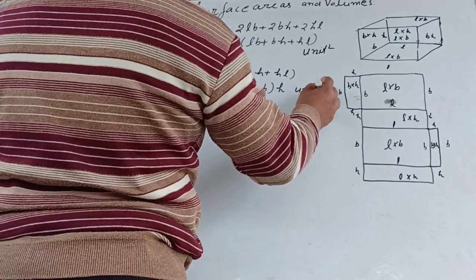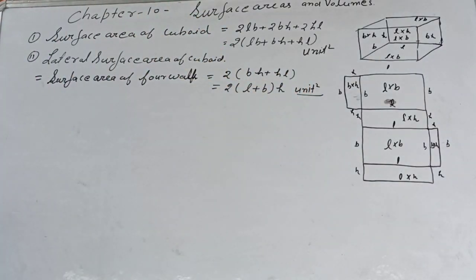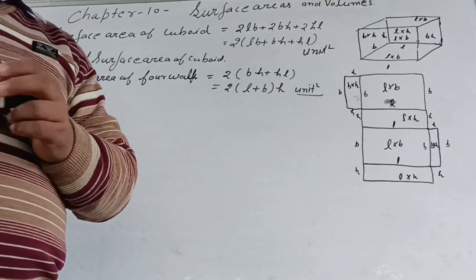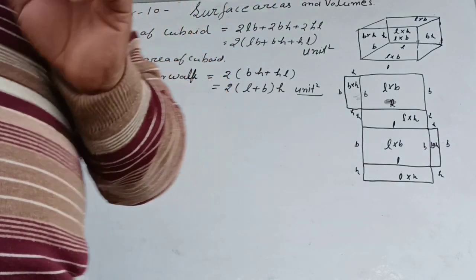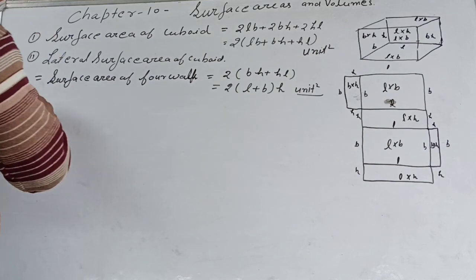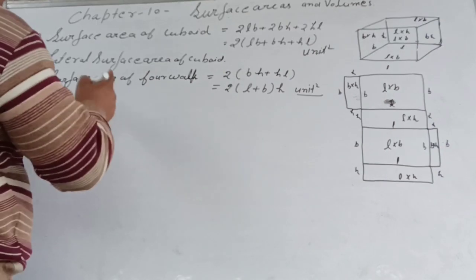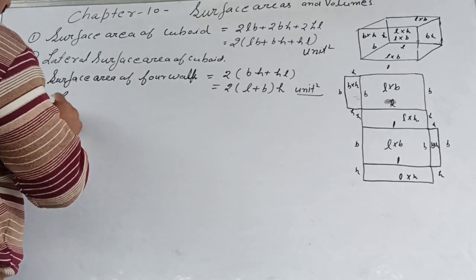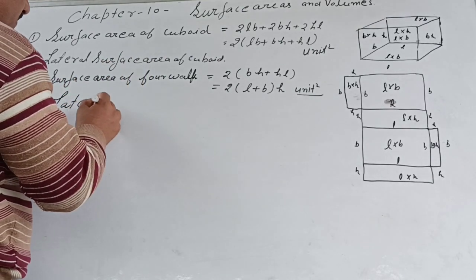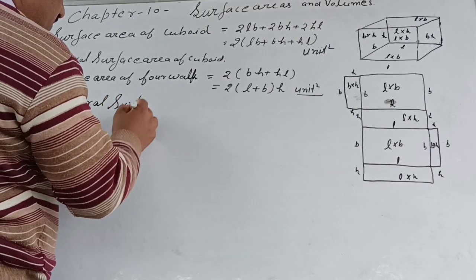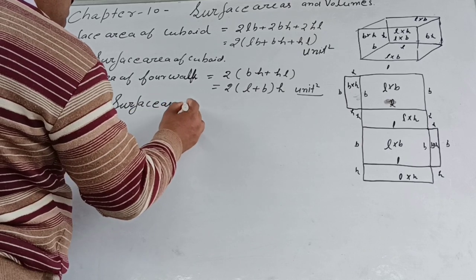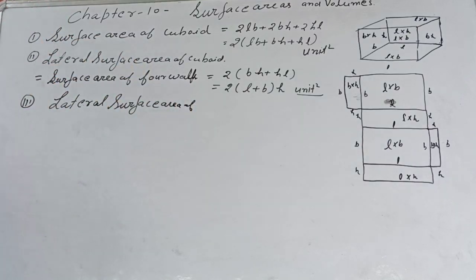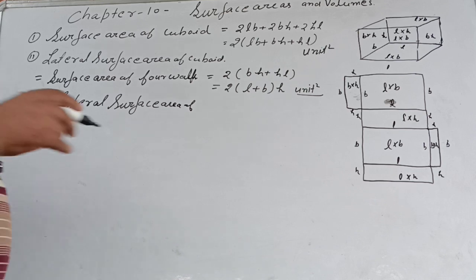Unit square. Suppose that you have an open box. In this condition, the area of four walls is the lateral surface area. We write lateral surface area of four walls with ceiling or floor.